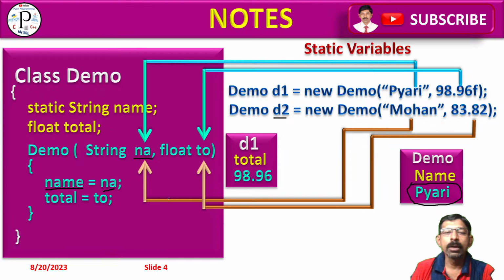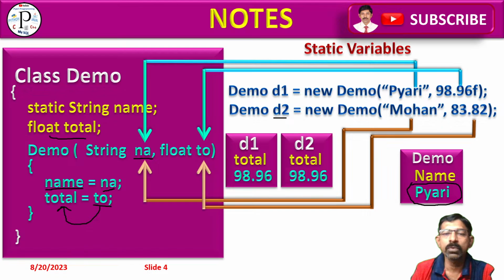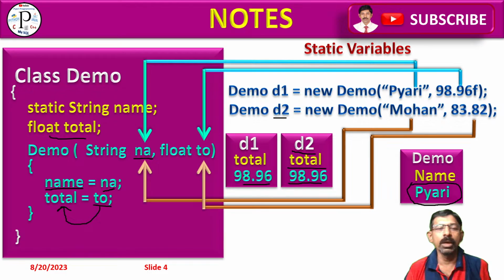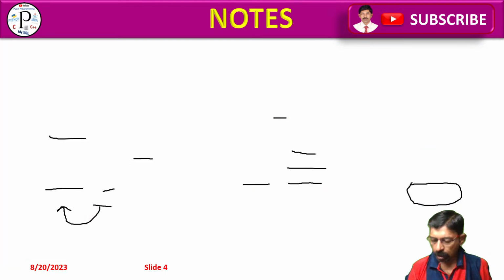Got it? But when TO is going to be assigned to total, it will be assigned to a different variable because it is a non-static variable. So it will create one more copy, another copy of total, where 98.96 will be stored. That's why the information is wrong. The information must be over here, that is 83.82. There I made a mistake. It should be 83.82. Wait a minute, I have to change this one. 83.82.